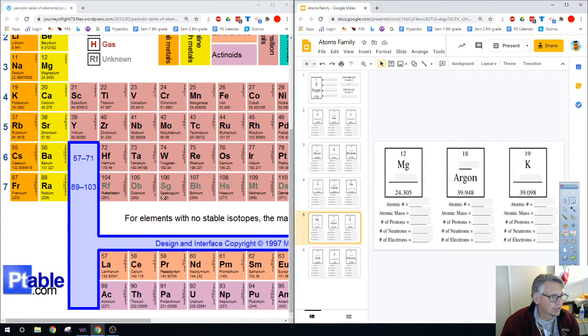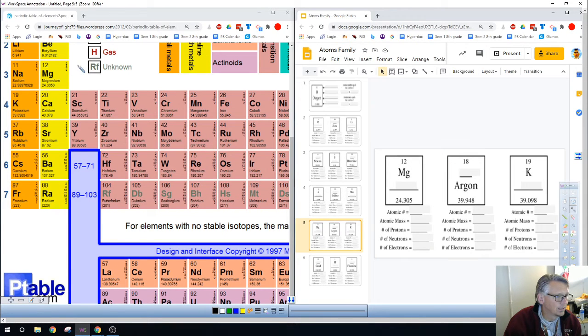Okay, next we have magnesium, which we can still see, so I'll hit my dot. There's magnesium, 12. At 24.3, we'll round that to 24. The atomic number is 12. The atomic mass is 24. The number of protons is 12. The number of electrons is 12, neutral atom. The number of neutrons, protons plus neutrons minus protons gives us neutrons. And 24 minus 12 gives us 12.